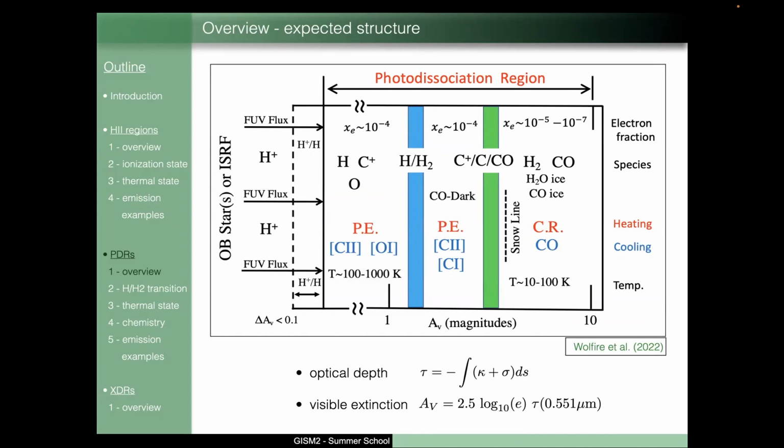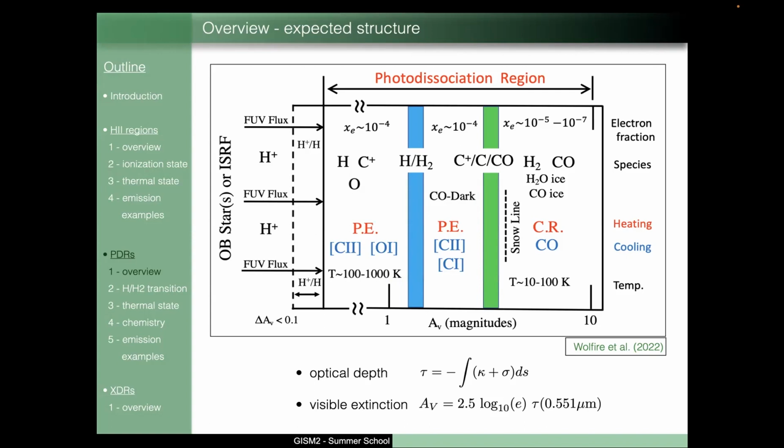So be careful. In PDRs, when we want to show profiles or spatial profiles of the photodissociation region, we often use this variable as a natural variable to display this profile. This is the visual extinction, and it basically corresponds to the number of mean free paths of a photon at visible wavelength. So when you have an AV of 10, it's a distance expressed as the number of mean free paths of a visible photon.